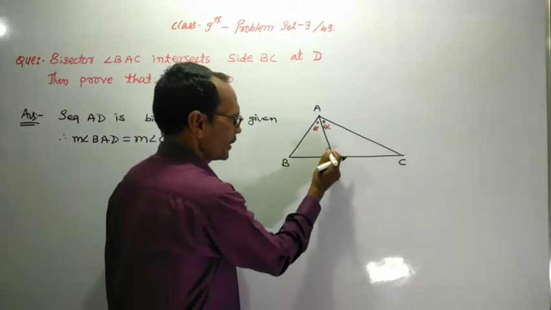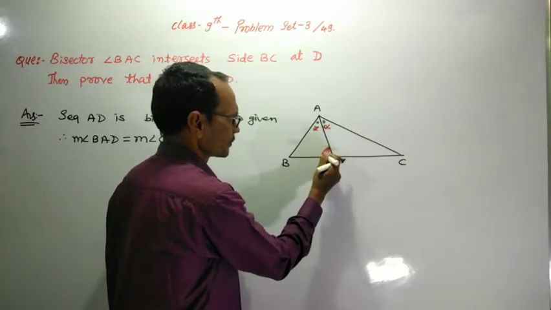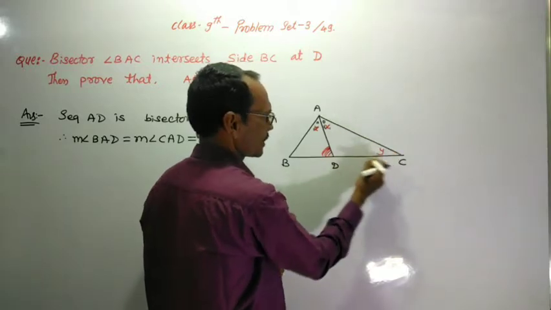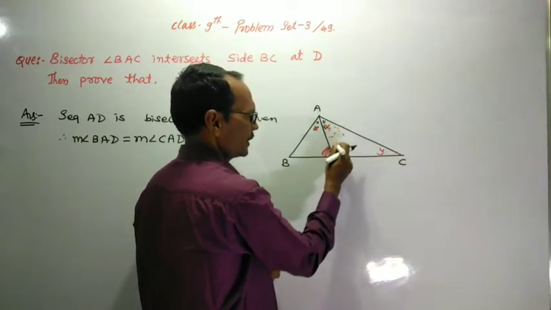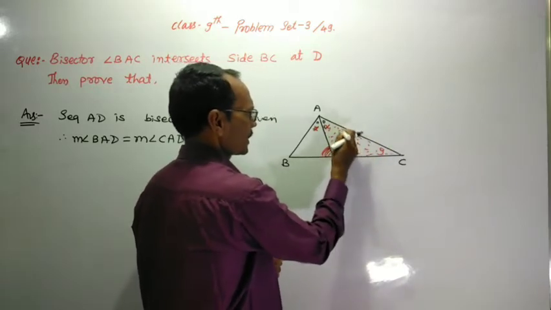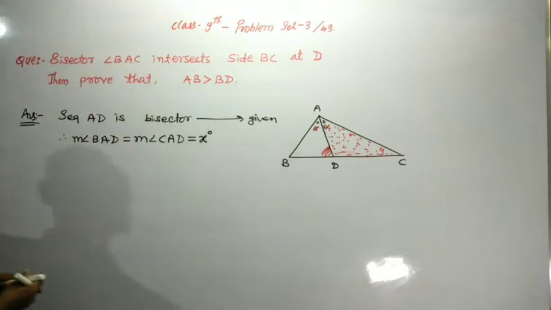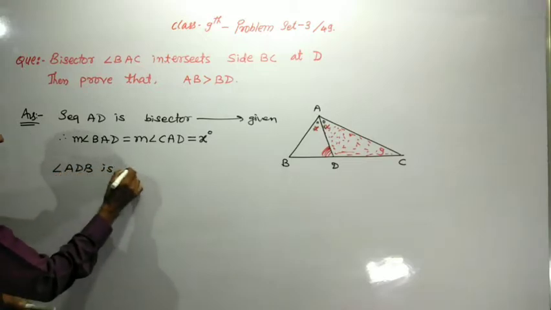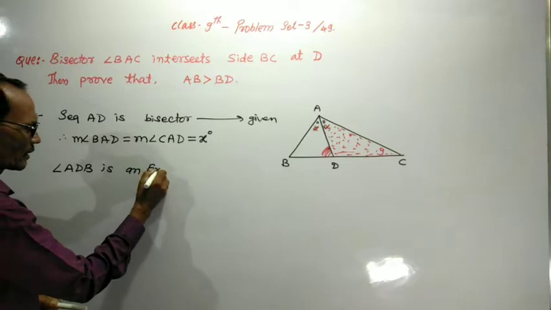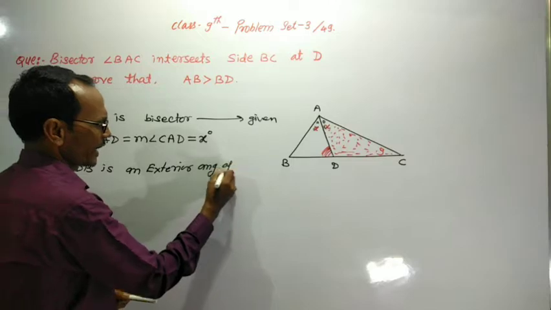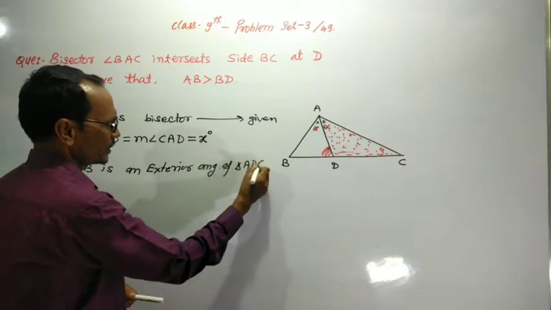Angle ADB is exterior angle of this triangle. Which triangle is that? ADC. This is the triangle ADC. I can write here, which angle? Angle ADB is an exterior angle of triangle ADC.